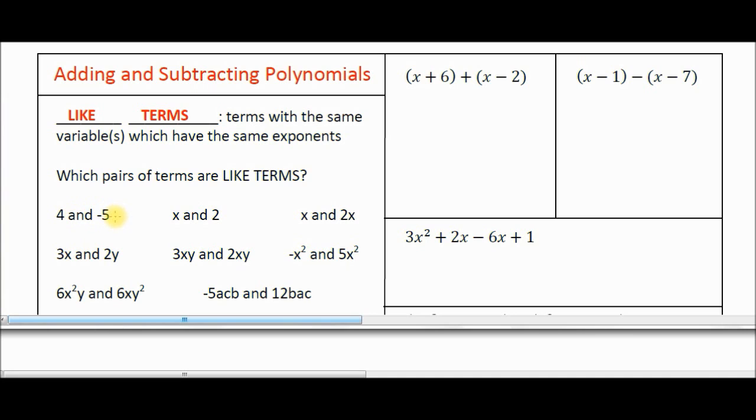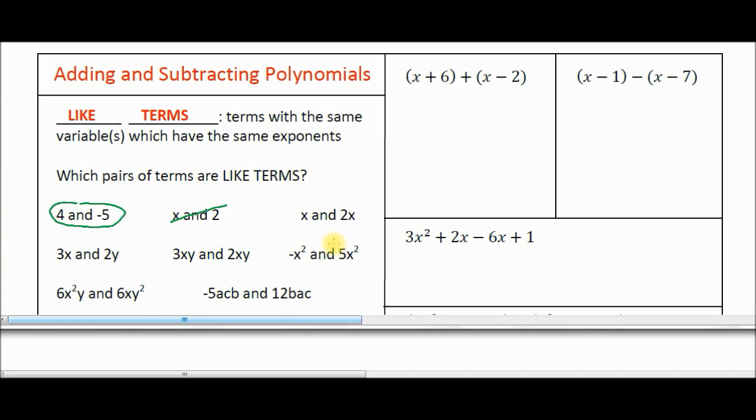4 and negative 5. Well, neither of these terms has any variable, and that means their variables are the same because there is no variable. So 4 and negative 5, that is definitely like terms. How about x and 2? Well, x is a variable. That means 2 better have an x on it as well. They have to have the same variables. So these don't have the same variables. Therefore, x and 2 are definitely not like terms.